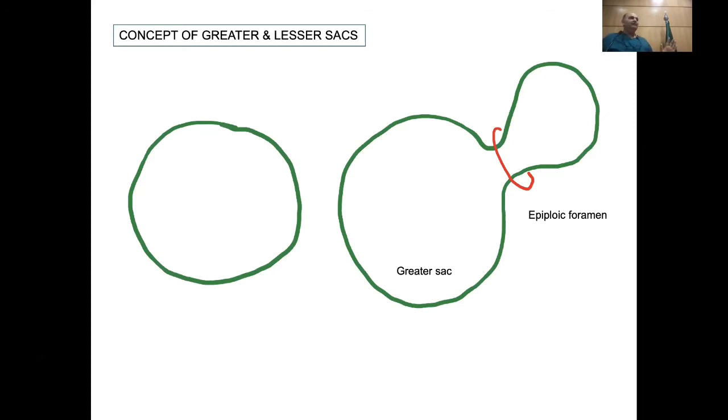Are we clear? So it is a gateway between my greater sac and lesser sac. And this arrow indicates you are going through greater sac to lesser sac. And why these sacs have been created: organs were developing from different sides, so the peritoneum was squeezed between. And now there was only one gateway to enter that part of the peritoneum, which is behind my stomach. And we call it lesser sac.